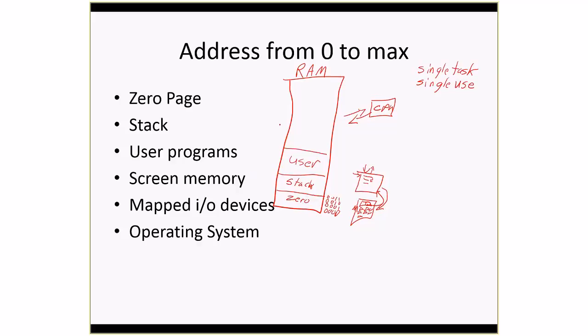We have screen memory. So as you see things on the screen, those little bits and bytes have to be in memory somewhere so that the monitor can read this area of RAM and display it. If your mouse moves, it has to display in bits and changes in RAM so that the screen can see it. We have mapped I/O devices.